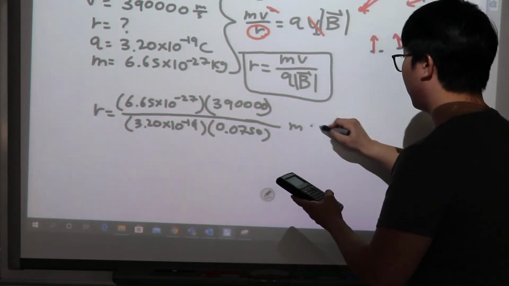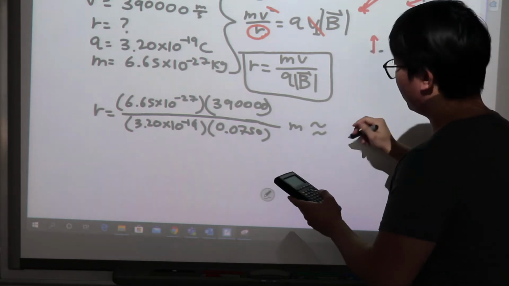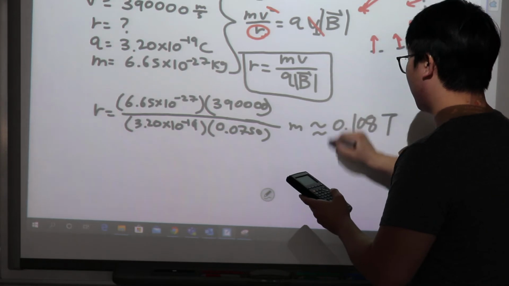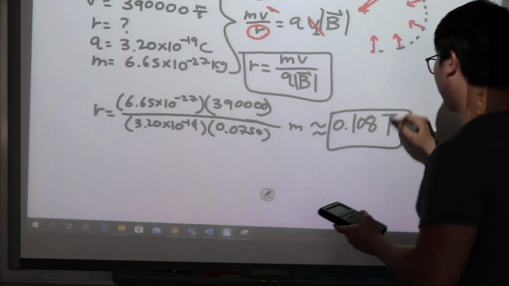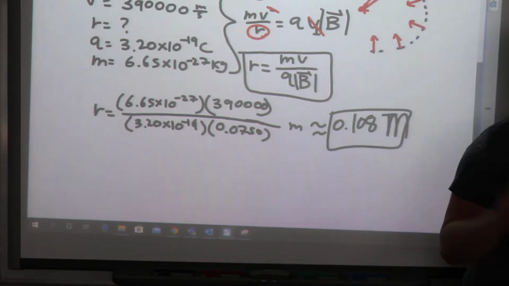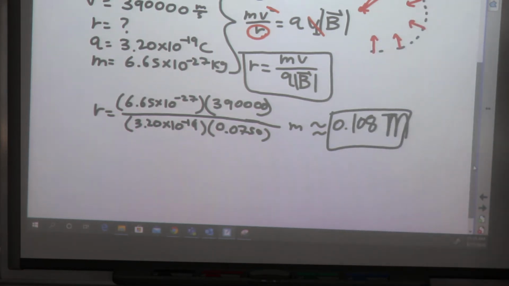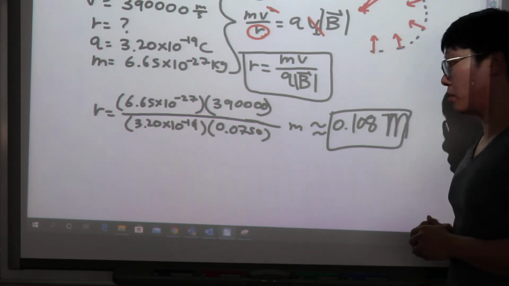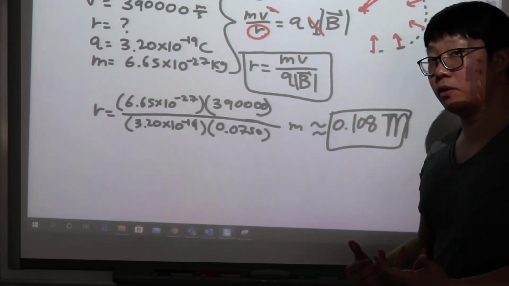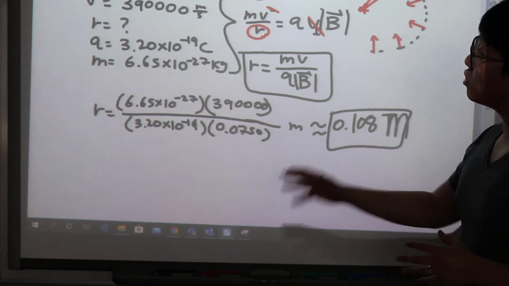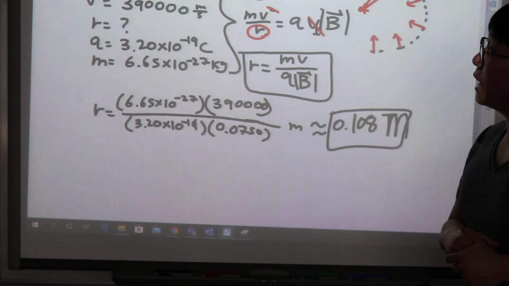You should have, and I'm going to put the rounded answer, which is 3 significant digits, 0.108. Sorry, meter, which is the radius basic unit. And that's quite a reasonable radius. In fact, if you think about it, it's about 10.8 centimeters. So that's how you solve some of those moving charge in an external magnetic field problems.